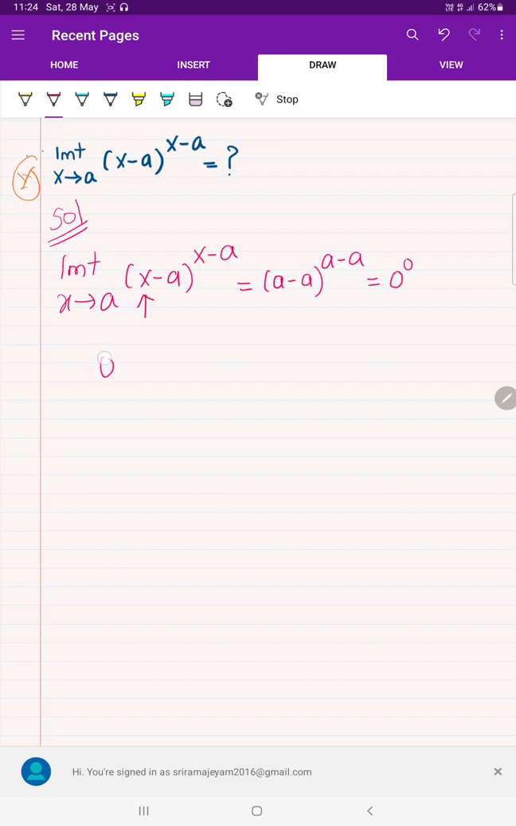Do you know the value of 0 power 0? How many of you know this? If I am putting some other values, like if I ask you to find the value of 1 power 0, you can write 1. If I ask you to write the value of e power 0, I can write 1. If I ask you the value of 10 power 0, you can write 1. But if I ask you to write down the value of 0 power 0, what will you write?